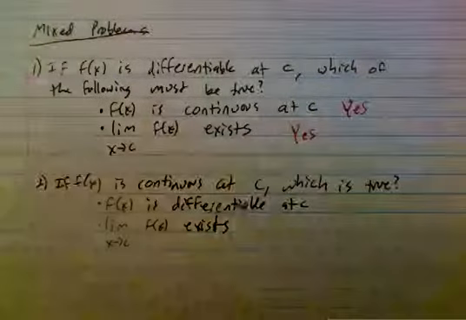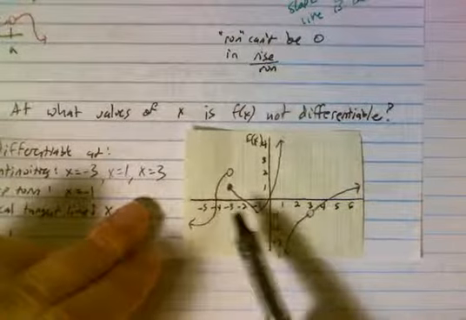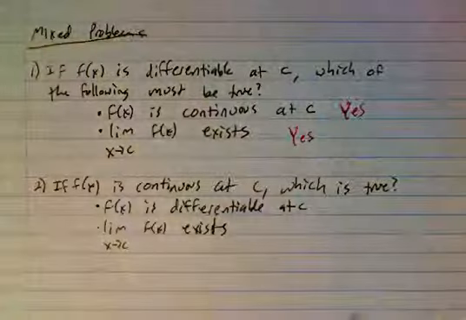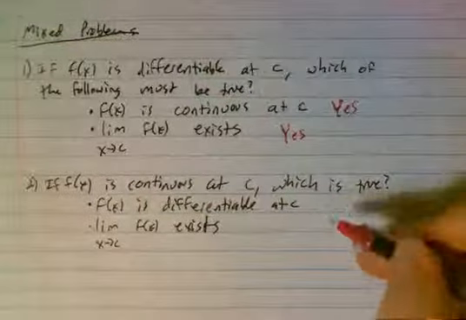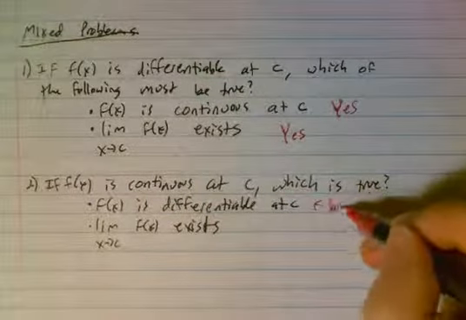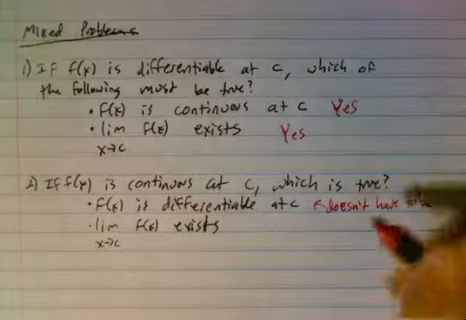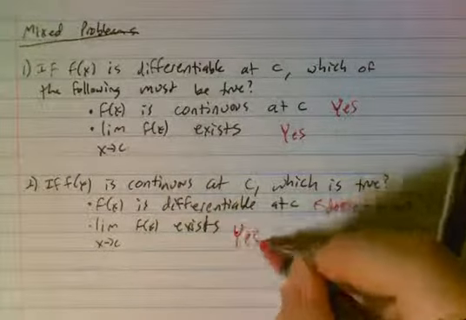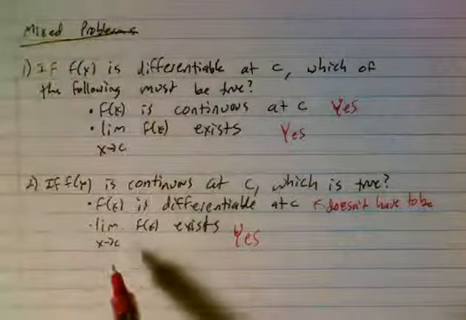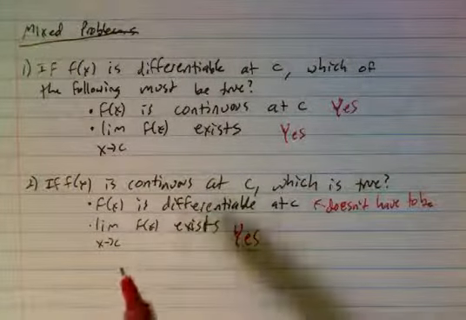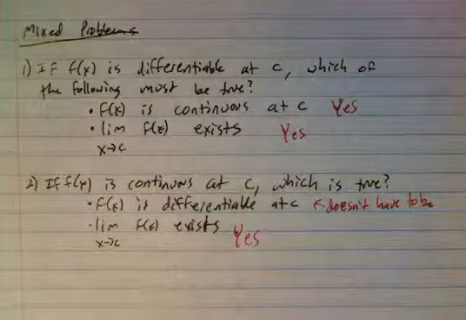If we went back to our little graph earlier, right here at this point, f of x is continuous. We don't have to lift our pen, but there's a sharp turn, so it's not differentiable. However, just like we said up here, this limit has to exist in order for the function to be continuous. If the function is continuous, then this limit must exist.